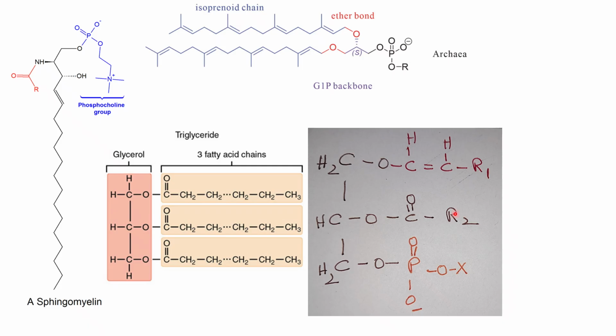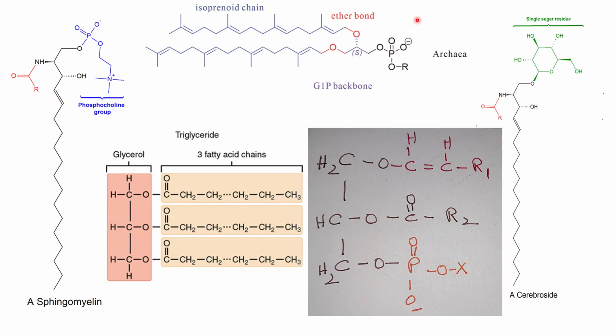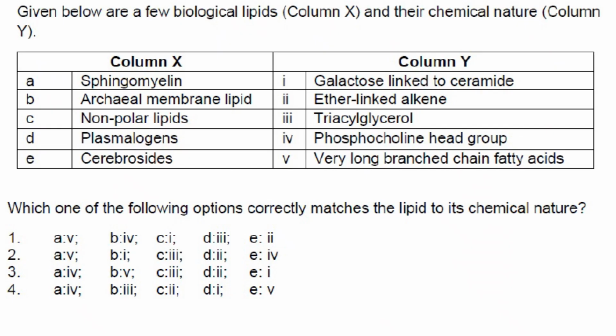The PUFA is arachidonic acid. So an ester bond is formed and it is at the SN2 position. Then a phosphate group is attached at the SN3 position. That is in the case of plasmalogens. Then you have the cerebroside, the same ceramide backbone to which a simple sugar molecule is added, and in a cerebroside it is galactose that is added.